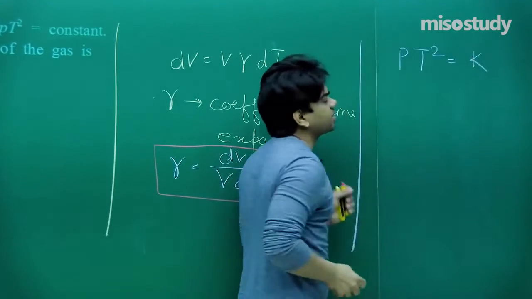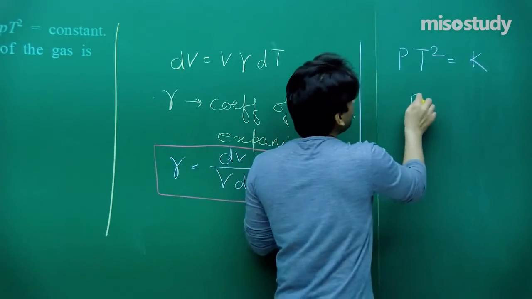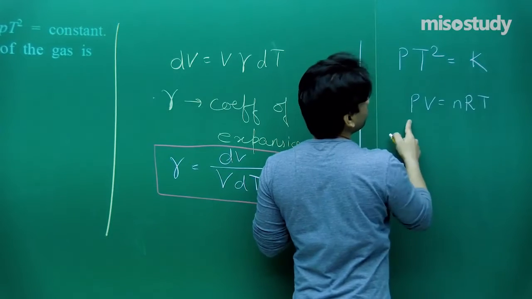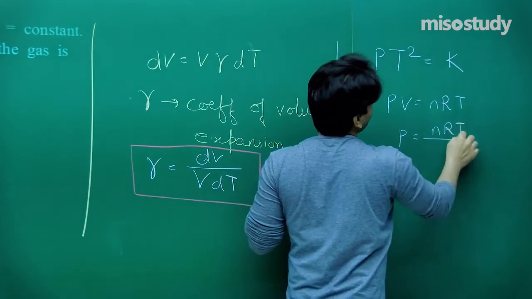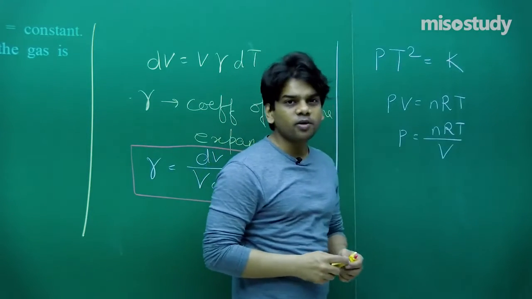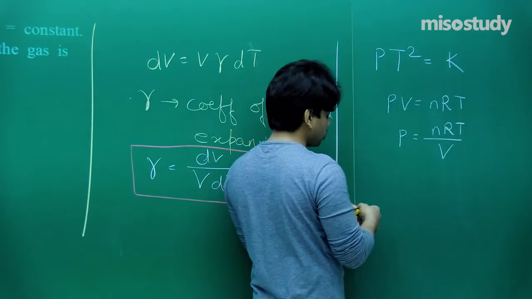Let's keep this constant as K. Now we know that PV equals nRT. So PV is equal to nRT. So clearly from here you can put the value of P as nRT by V. Next, you can substitute the value of pressure in terms of volume.